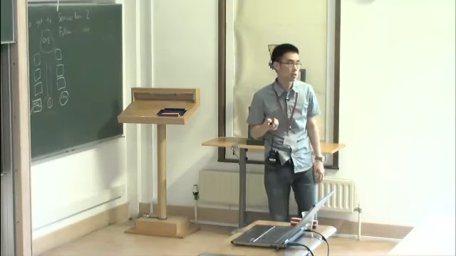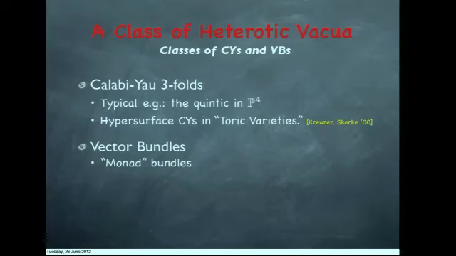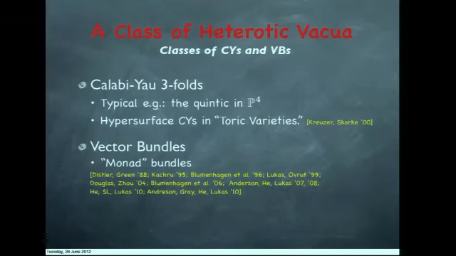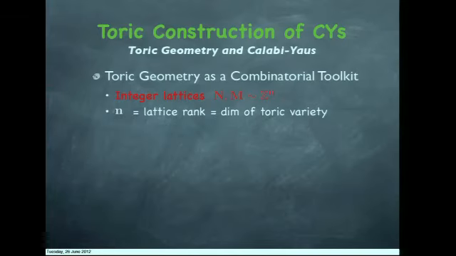As for the vector bundles, we will construct monad vector bundles, which have actually been studied by many papers in the context of string model building. We believe that they form a large class of holomorphic vector bundles on a given projective variety. So basically, the vacua we will be constructing are monad bundles on hypersurface toric Calabi-Yau threefolds. So let me now move on to a bit of details about the two constructions.